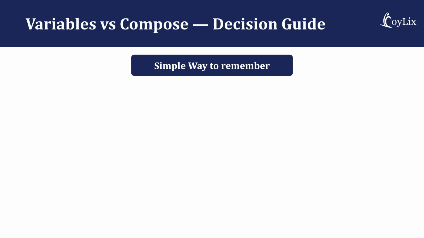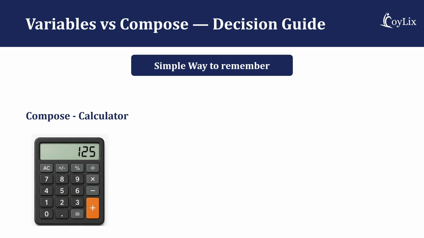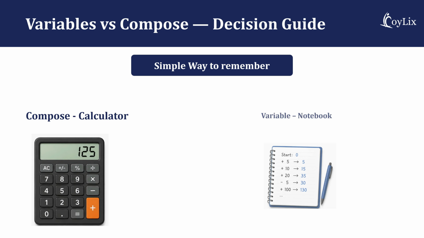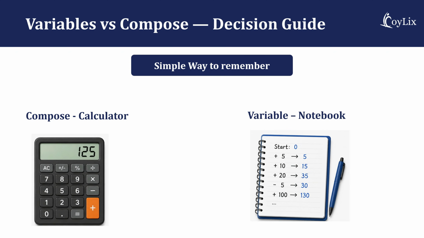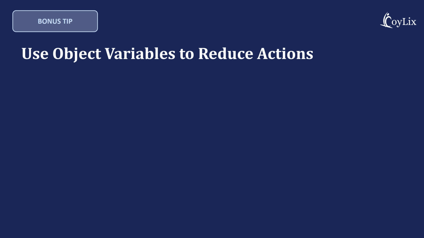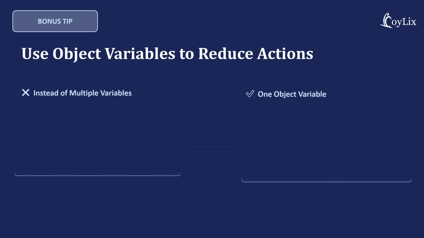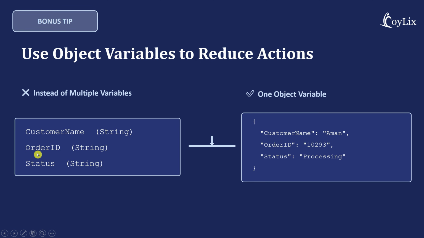A simple way to remember is compose is like a calculator. It shows a result. A variable is like a notebook. You can keep updating it as your flow runs. So before we wrap up, here is a quick bonus tip. If you have multiple related values, you can also store them inside a single object variable. For example, customer name, order ID, and status. These can be grouped together in one variable. This helps keep related data organized and makes your flow easier to maintain.